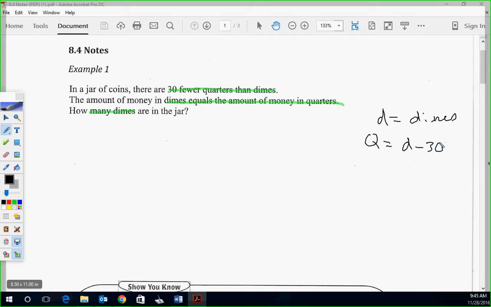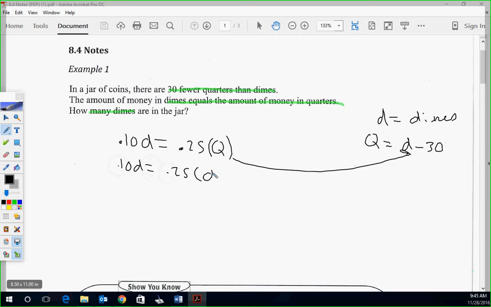So here it is. The amount of dimes equals the amount of quarters. How much is a dime worth? 10 cents. So we have 0.10D equals, a quarter is worth 0.25. Instead of putting Q here, we're going to put D minus 30 so that we have another D. We don't have Q. I'll write it here so you can see what I'm talking about. It looks like this, and we're comfortable with this. We've done this step. I'm going to pause there.